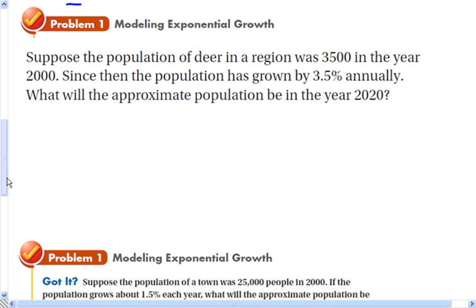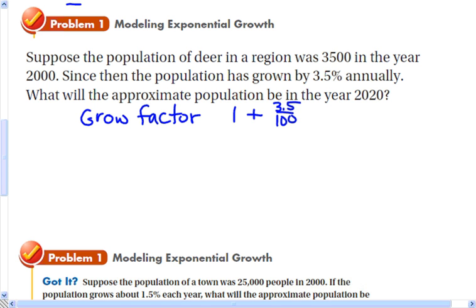Suppose the population of deer in a region was 3,500 in the year 2000. Since then, the population has grown by 3.5% annually. What will be the approximate population in the year 2020? To find the growth factor that you need, write this down. What you're going to do is take 1, then add your rate divided by 100. And the reason you do that is so you change your percent into a decimal.